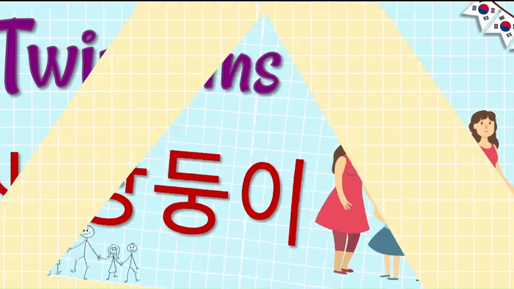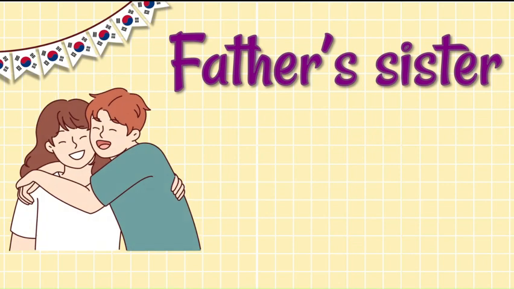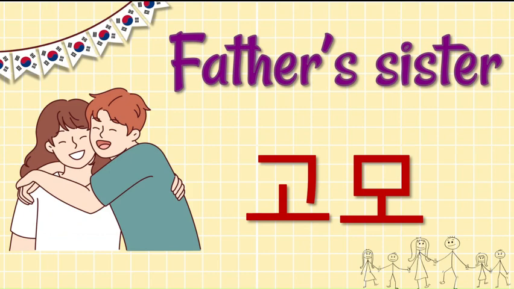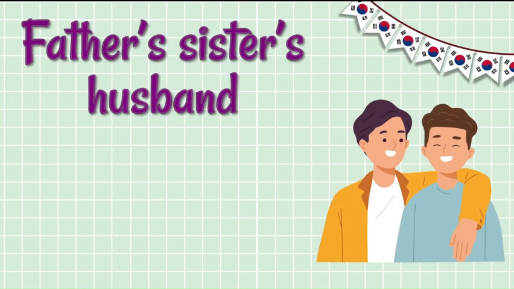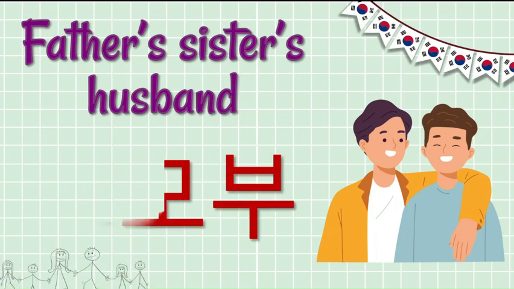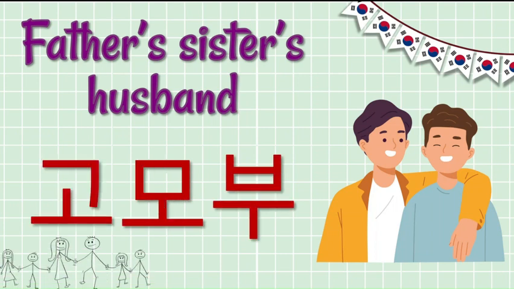Next comes the Korean word for twins, and that is 쌍둥이. 쌍둥이. Here comes the next word, the Korean word for father's sister, and in Korean it is 고모. 고모. Next comes the Korean word for father's sister's husband, 고모부. 고모 is the Korean word for father's sister, and you just have to attach the syllable 부 to this word, and it translates to father's sister's husband, that is 고모부.